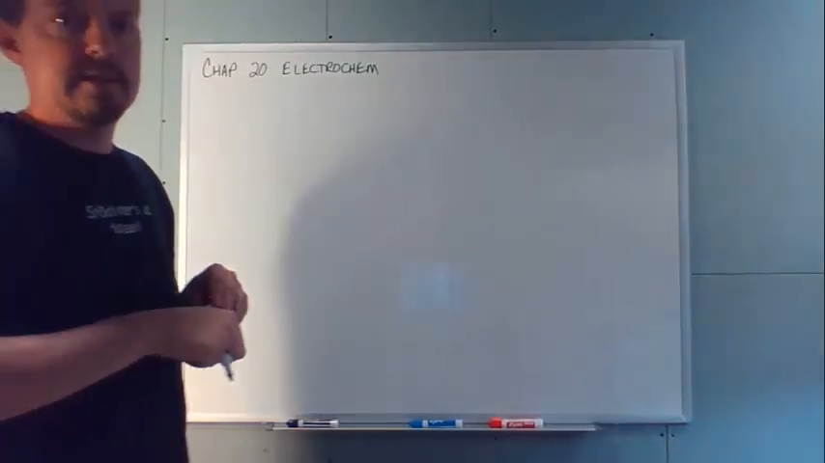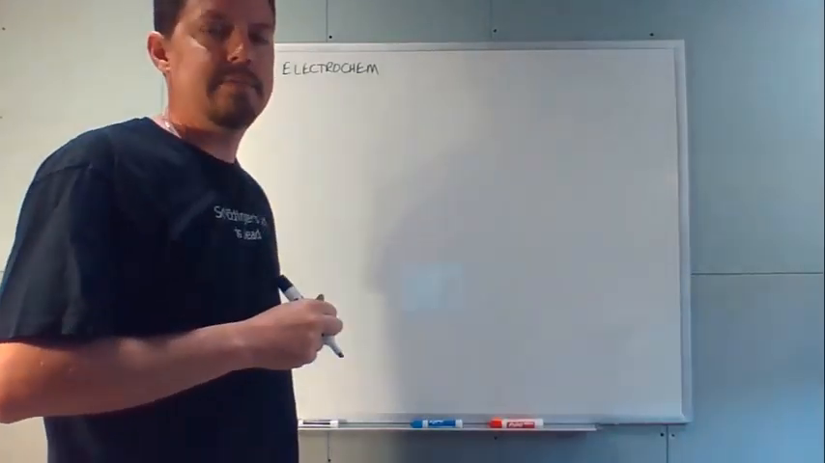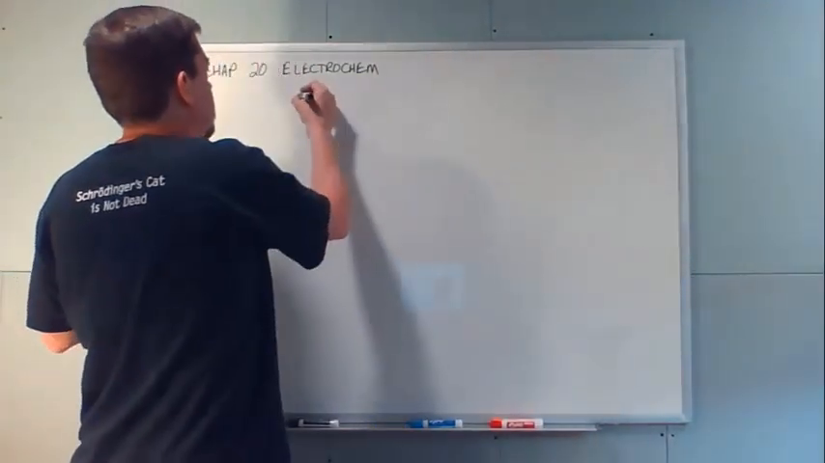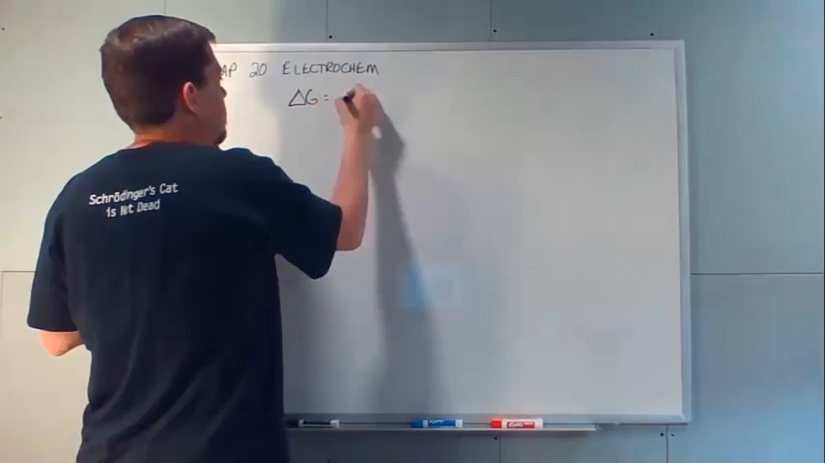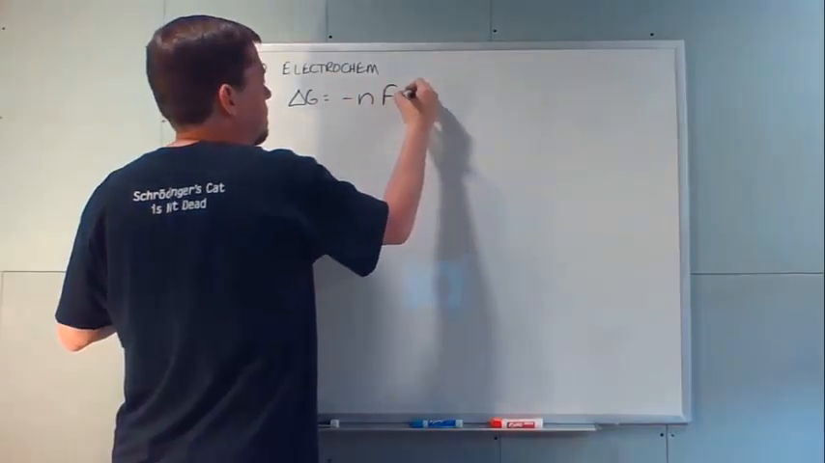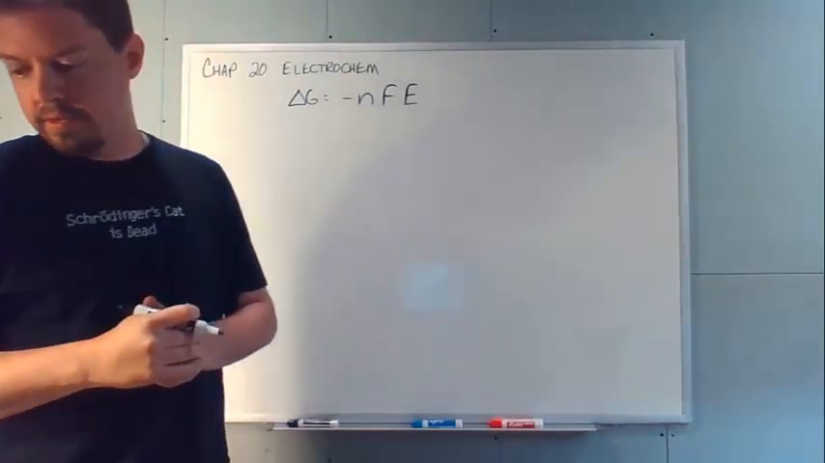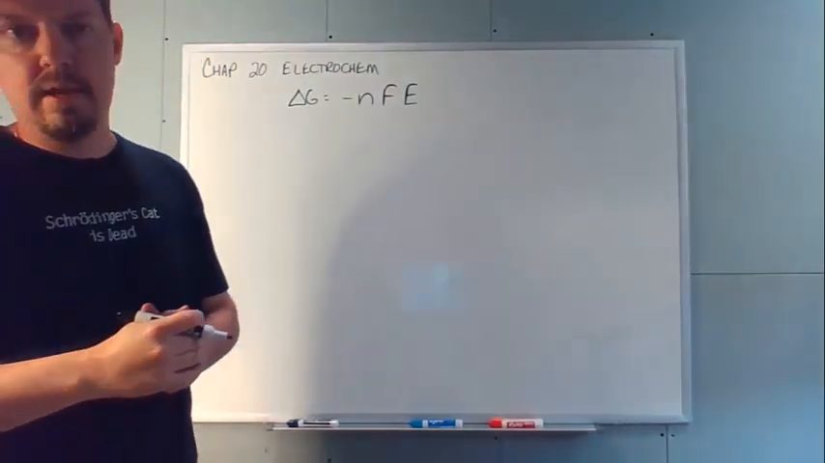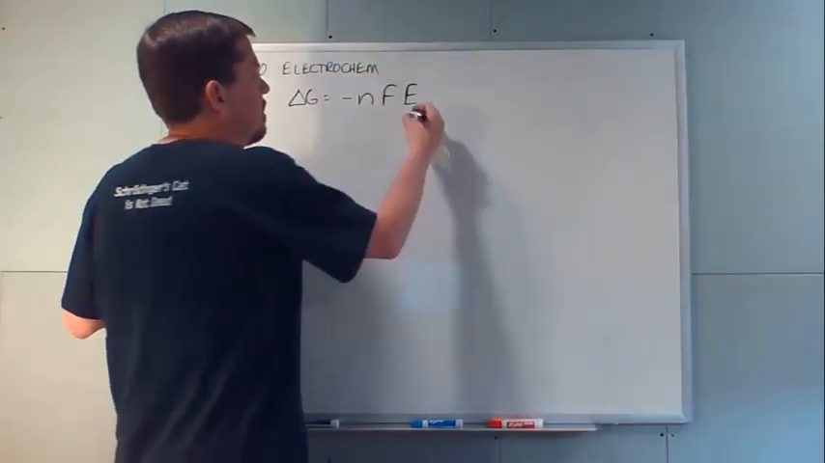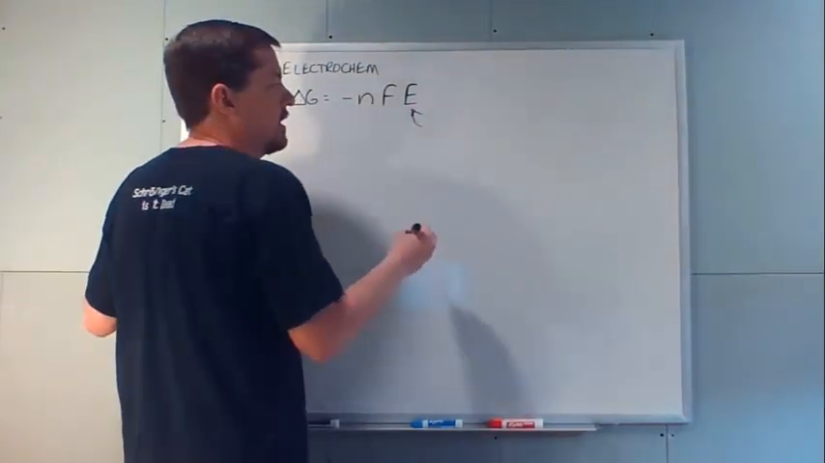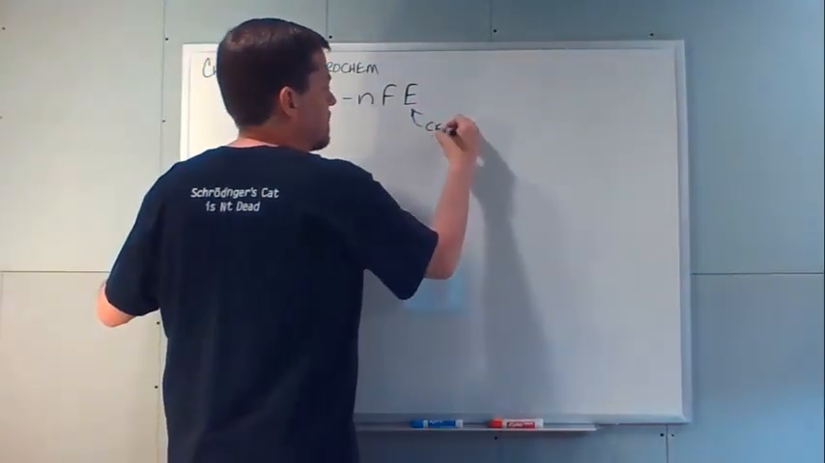All right, other things it talked about is your relationship between this and free energy. So delta G equals minus nFE. All right, so now that you know what the potential is for the reaction to occur, that's what your E value is here, right? This is your cell potential.